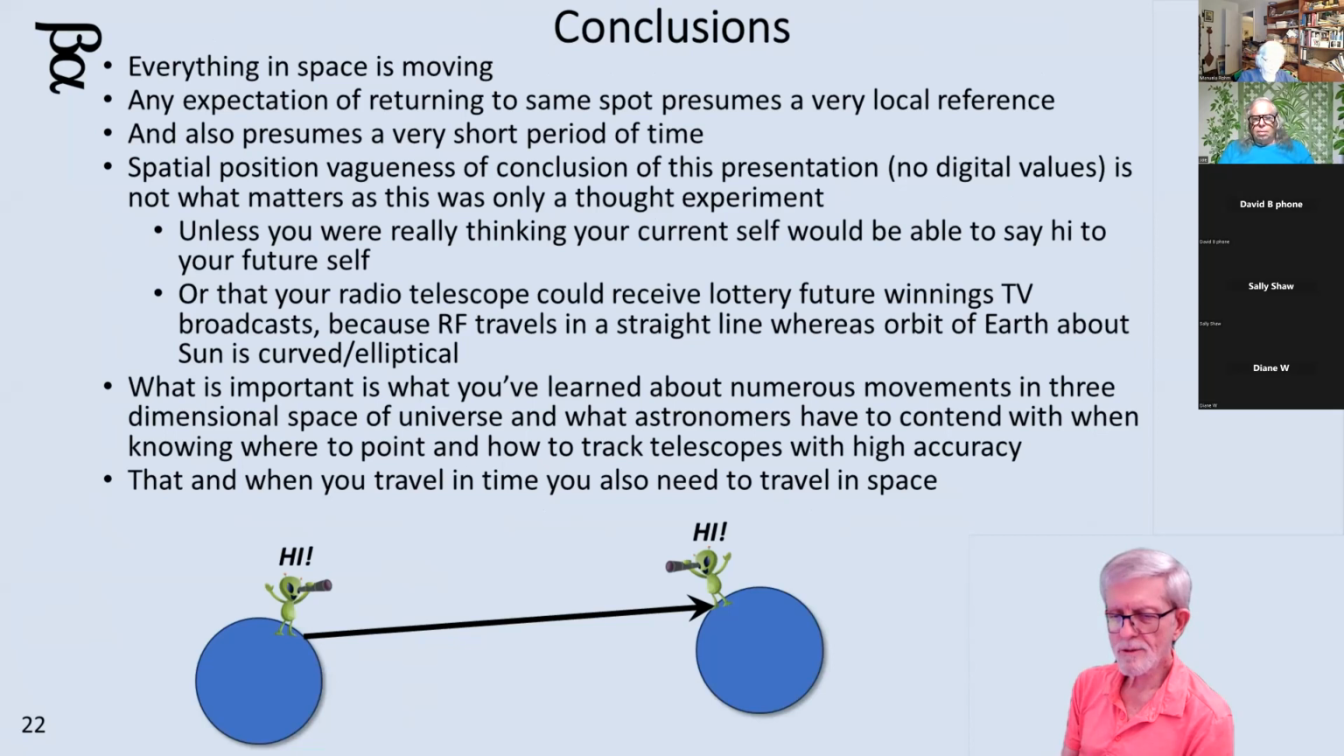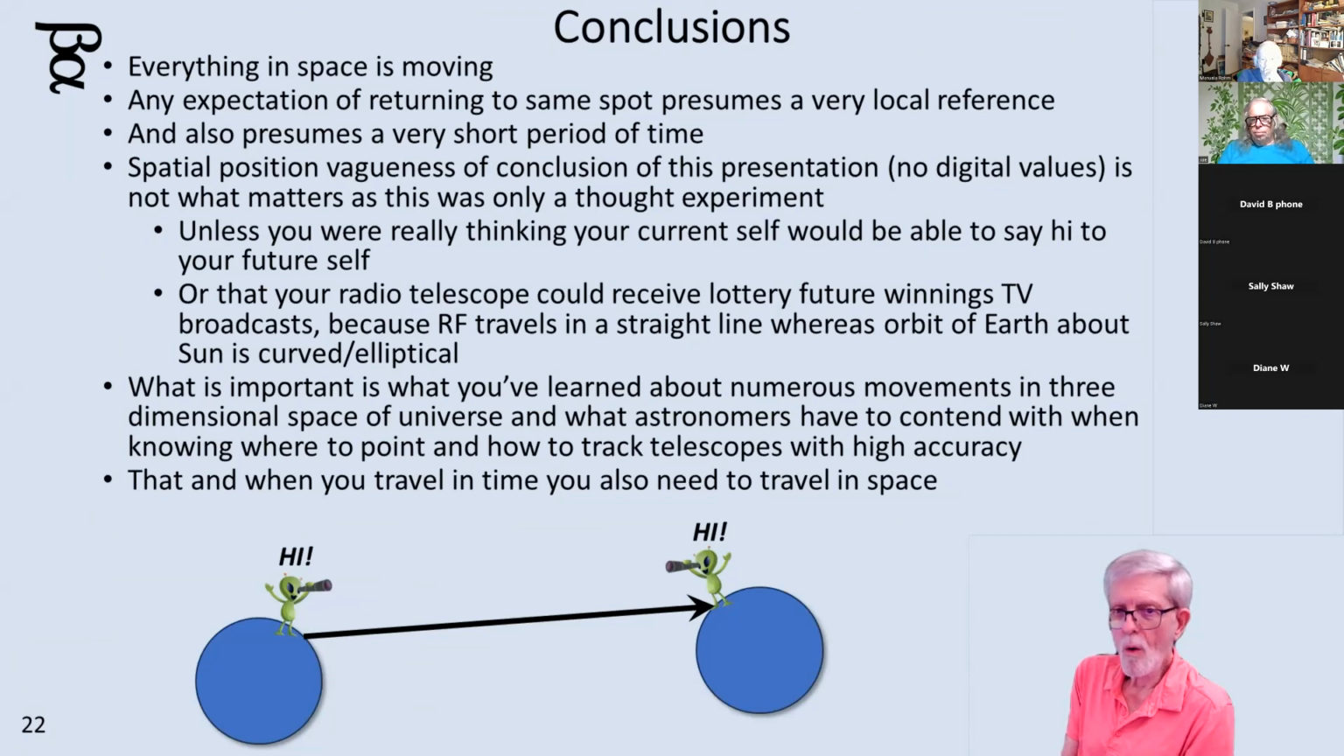Okay, so in conclusion, everything in space is moving. An expectation of returning to the same spot, like same time next year, presumes a very local reference, because since the galaxy's moving across the universe, the actual three-dimensional spatial place in the universe is never going to be a place you're ever going to be back at again.